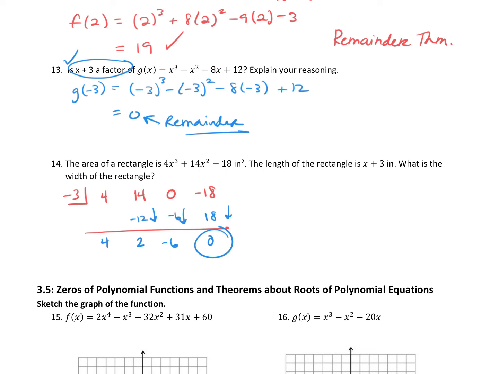We just have to fill in the x's. Remember, we've got a constant term of -6. X to the first power goes with the 2, and x to the second power goes with the 4. So the length is x plus 3. The width is 4x squared plus 2x minus 6.